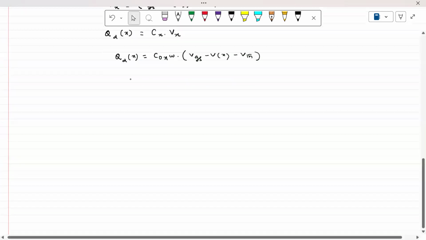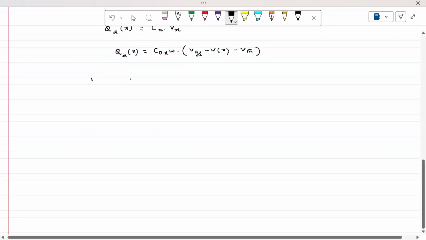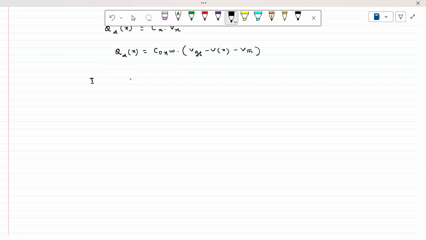Now we need to calculate current I. What is the current I we are talking about? The current I is actually the drain to source current. It is purely because of the electrons. Therefore, it is minus of QD of X into velocity of electron.